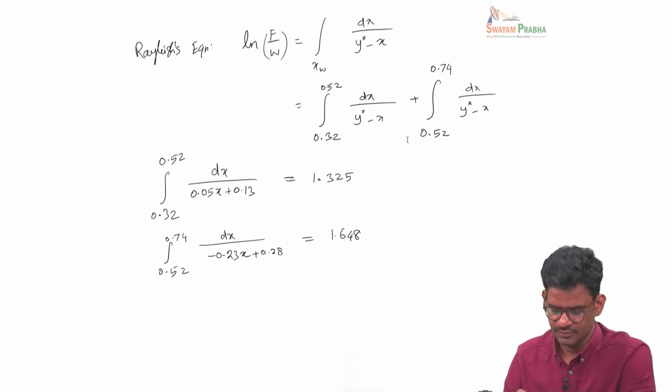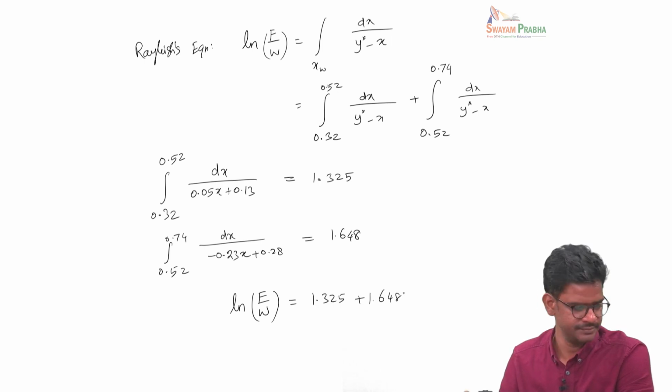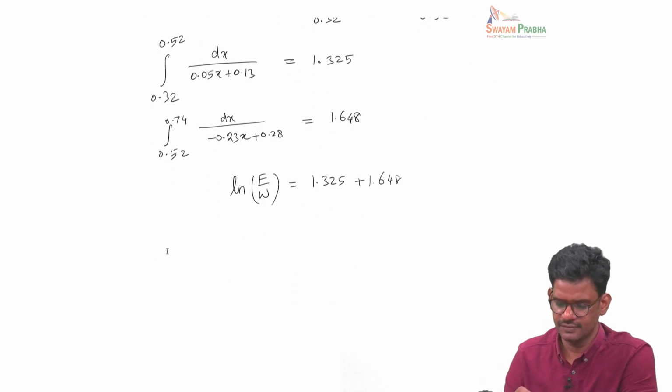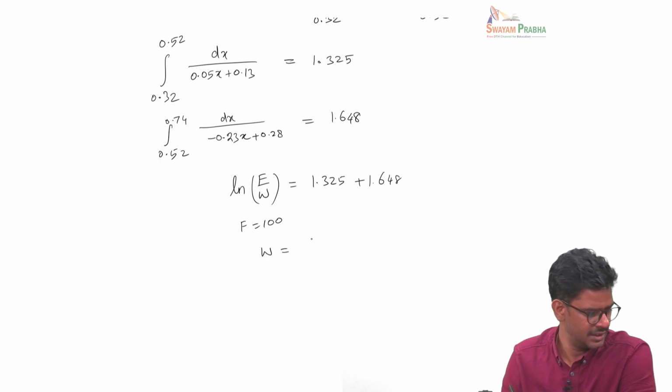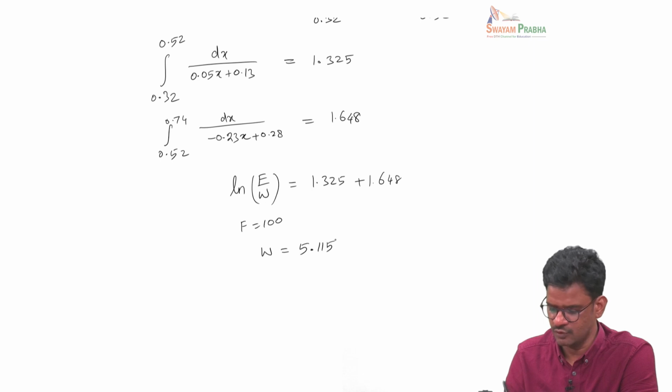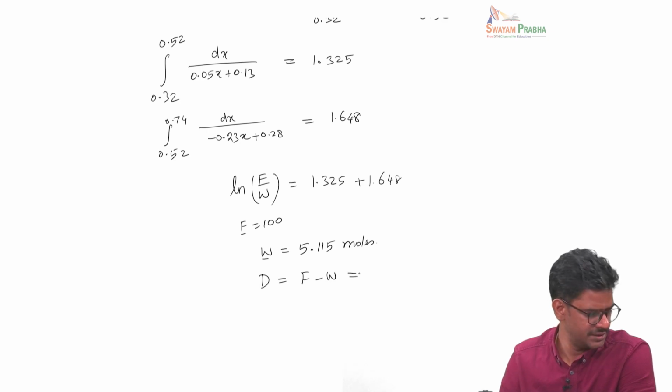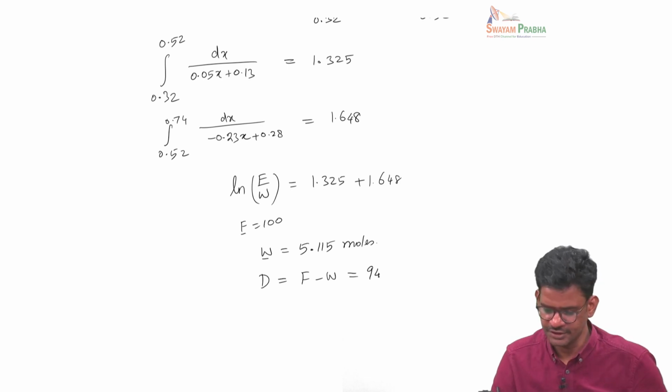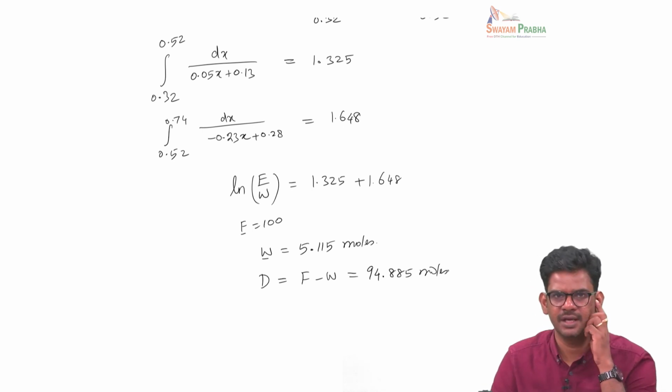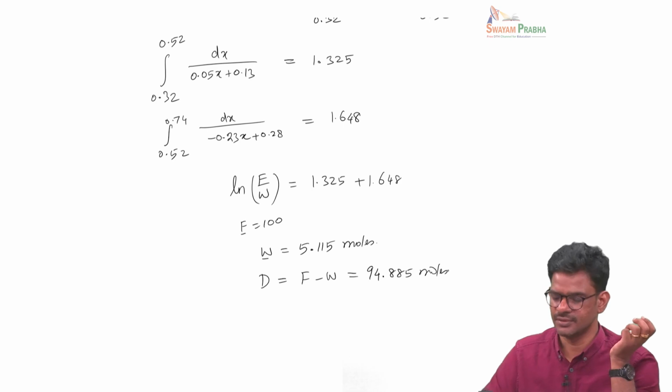So, we can add these two integrals now. So, we get ln of F by W is equal to 1.325 plus 1.648, and F is 100 moles, it is given already. So, from here we can solve for W and this would be about 5.115 moles. Since F is known and W is known, we can find D as F minus W and this is about 94.885 moles. So, now we know all the products and the feed, and the only unknown composition is YD.